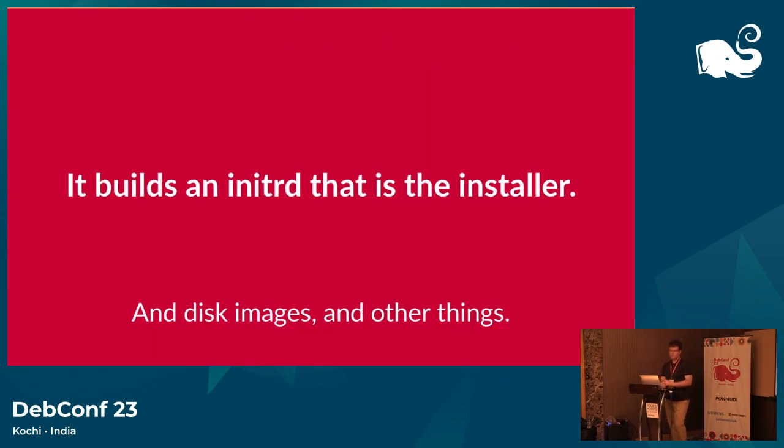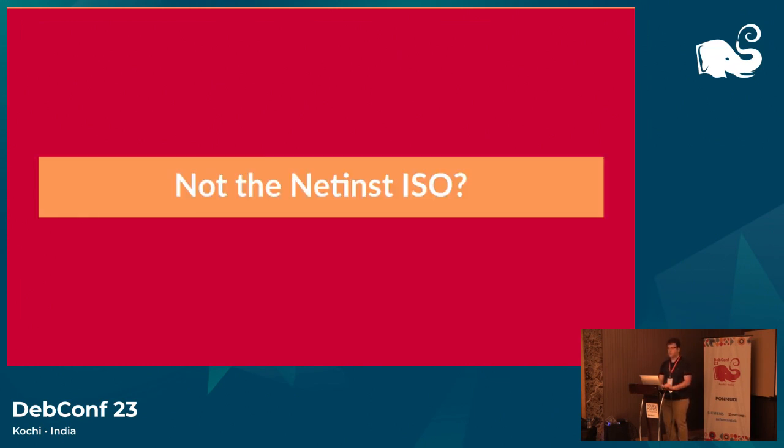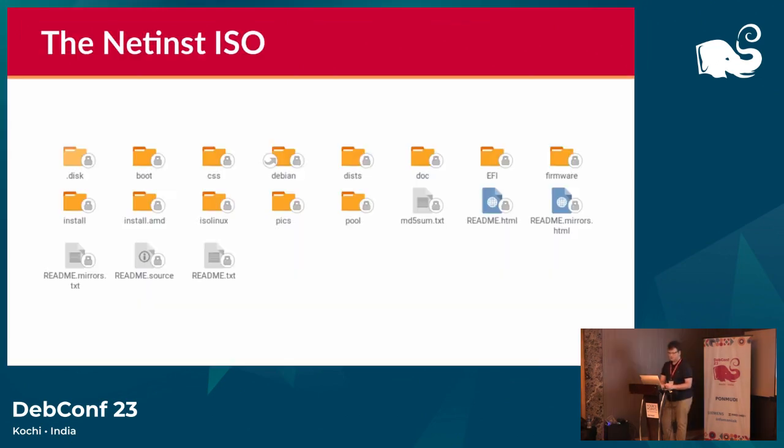This Debian installer process builds this initrd, that is the installer itself, and with this it builds various images that go with it. But it doesn't happen to build the one we have on the website, debian.org. When you go to the Debian website, there's a download button. It downloads a netinst ISO.